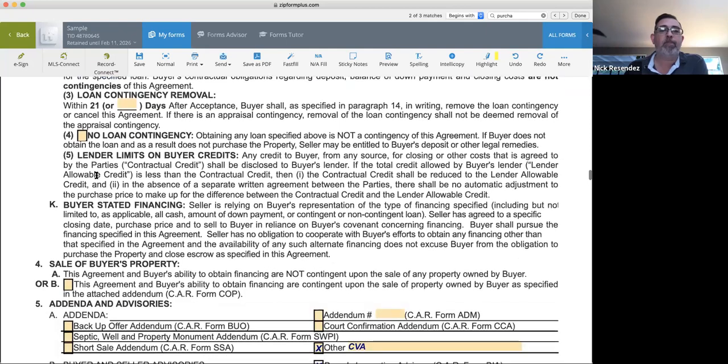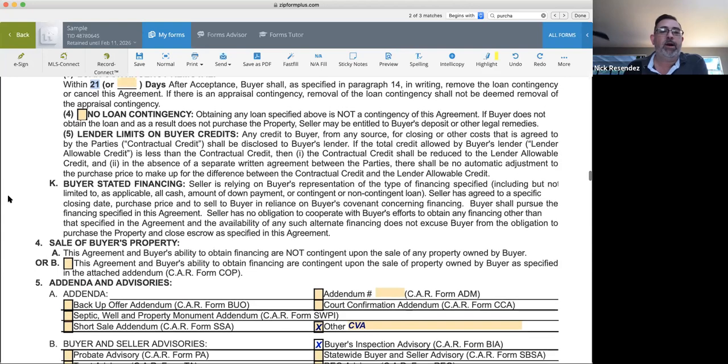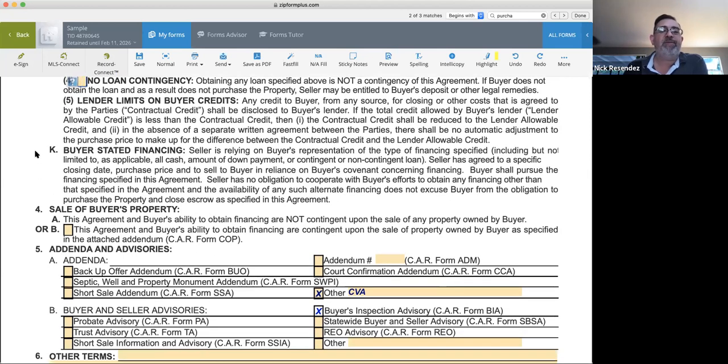Loan contingency removal. How long do we have for a loan contingency? 21 days. That's the default. Okay, to give written loan contingency removal or cancel, right? Alrighty, no loan contingency. So if for whatever reason you're going to remove your loan contingencies, there's a checkbox for that. And then finishing up this paragraph, lender limits on buyer credits.